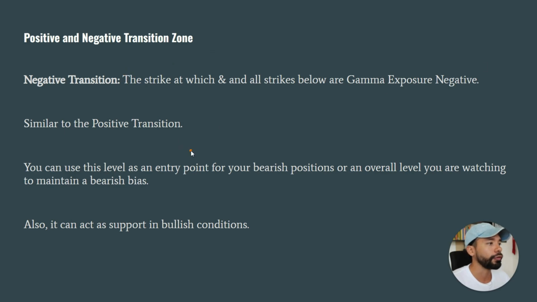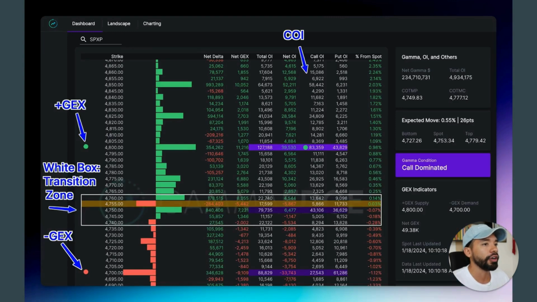So if we go back to that image, you're going to see here that the negative transition zone is going to be this line right here. The positive transition zone is going to be right above that upper line, and the negative transition zone is going to be below the line at the bottom. So just to review, if you're coming from above, then that bottom transition zone could act as support and then move higher. Or if we break it, then you can use that as a breakdown entry and look for lower targets.